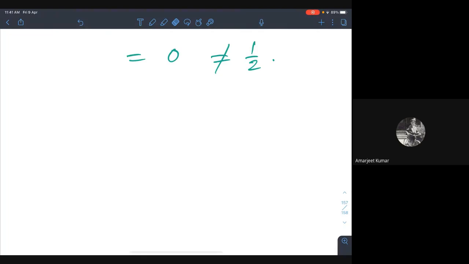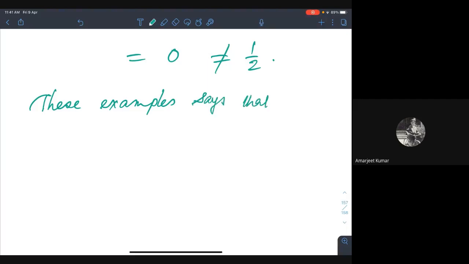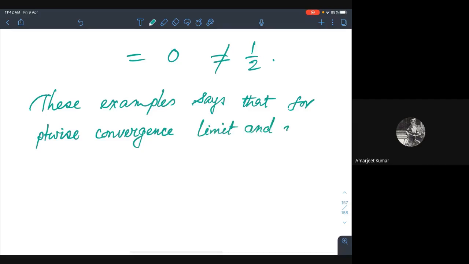So these examples say that for pointwise convergence, limit and integration cannot be interchanged. All right.